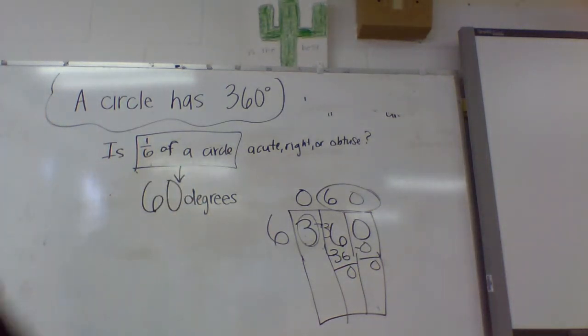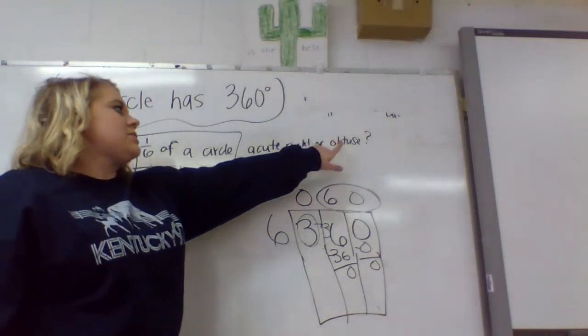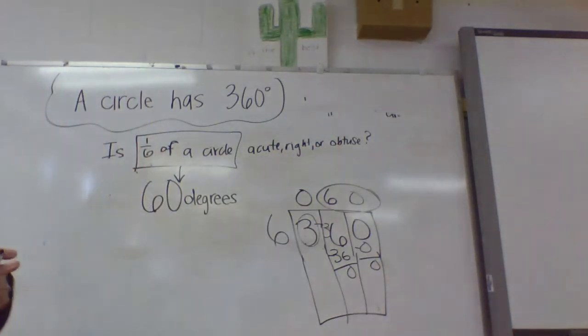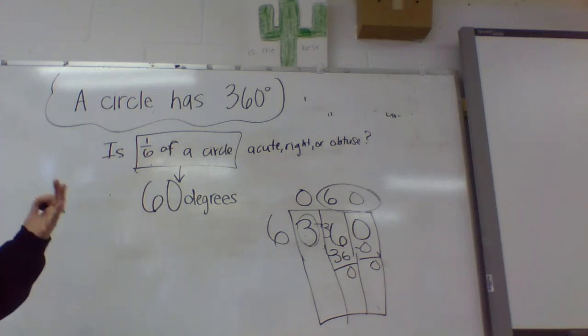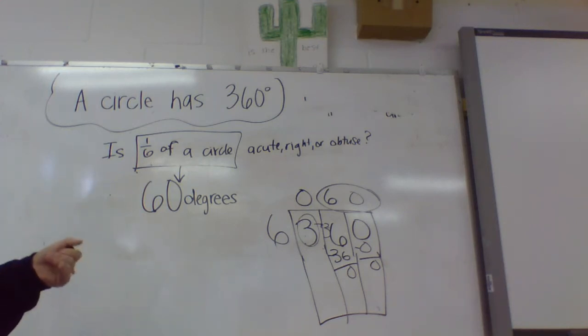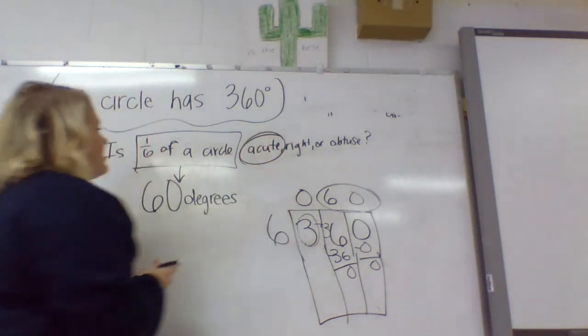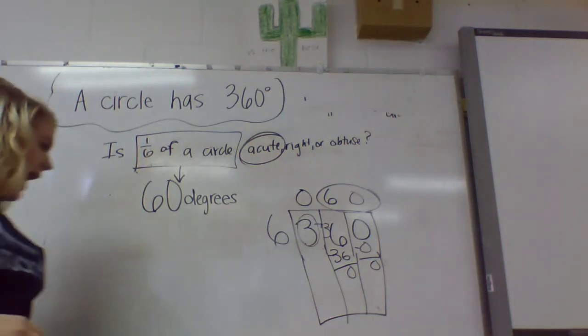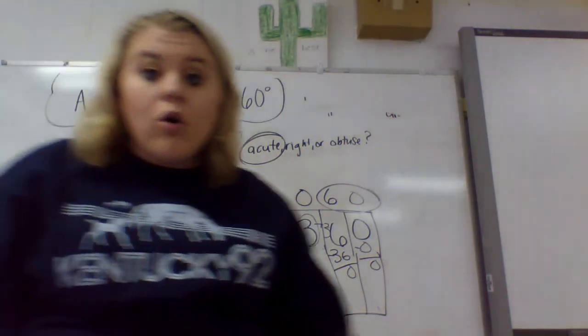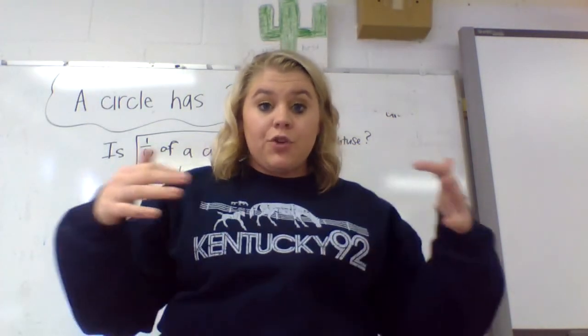Now 60 degrees, is that acute, right, or obtuse? Always check it with a right angle. Is 60 degrees 90 degrees? It is not. Is it less than or greater than? 60 is less than 90, which means the angle formed by 1/6 of a circle would be acute. So you've got to really think.